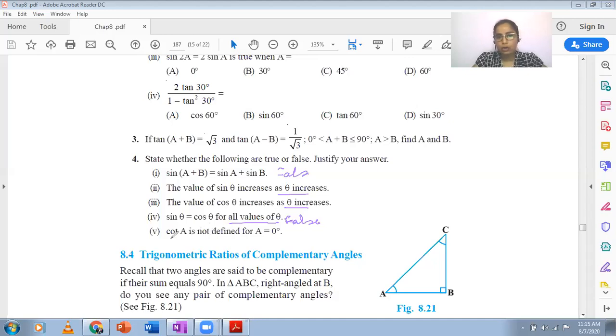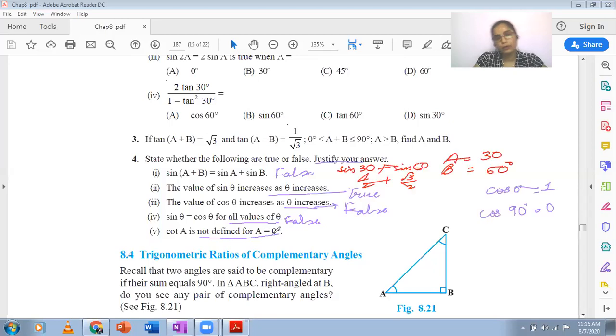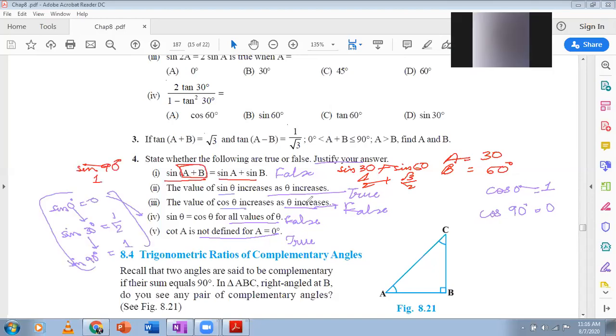What about the last one? Cot A is not defined for A equals to 0. This is again from the table. True. Yes, true. True. This is true. Any questions still here? Anyone who would like to ask anything?